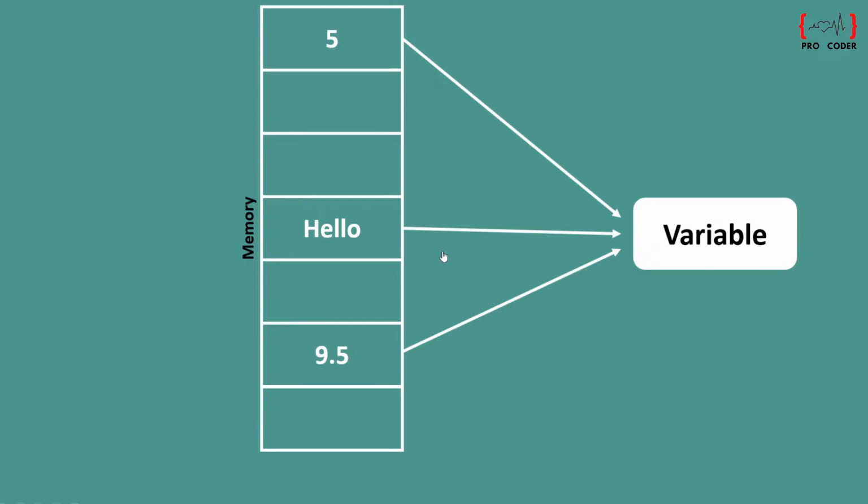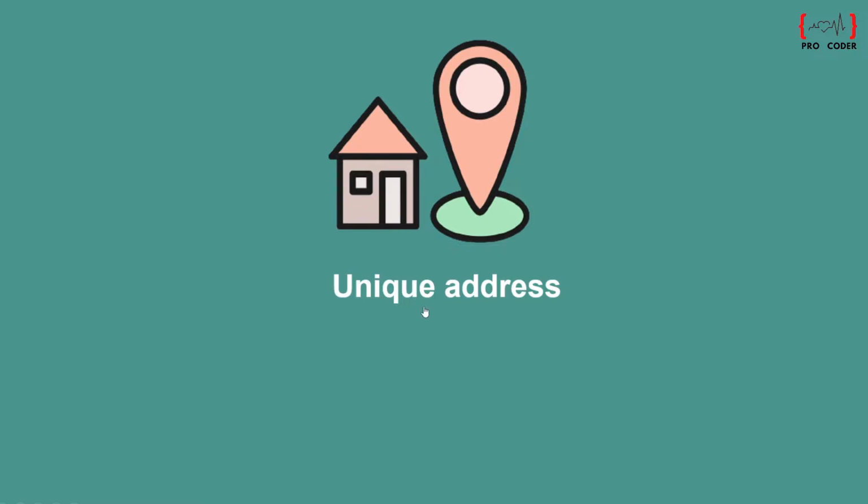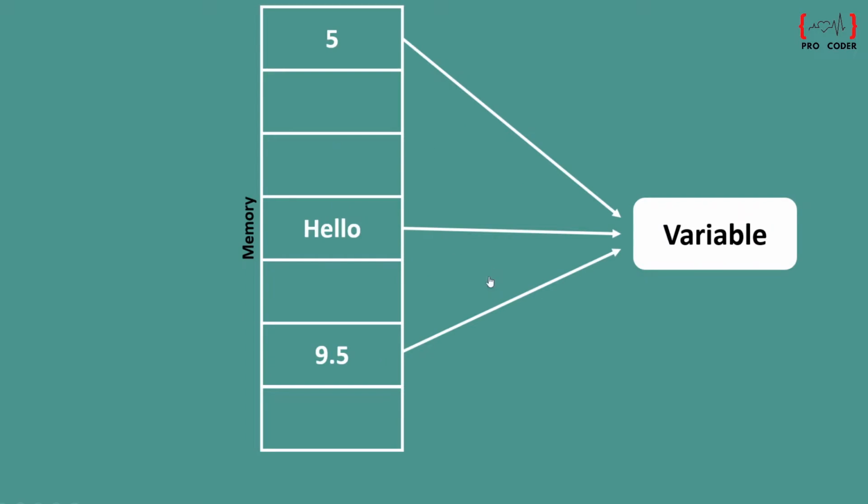Now, let me tell you one thing. Each variable has a unique address in our computer memory. So suppose 1001 is the address of this variable, 1010 is the address of this variable, and 1101 is the address of this one. Actually, the address of each variable is written in hexadecimal form, but for simplicity we write it in decimal form. And the address specifies where the variable is located in the computer memory. Note, in reality, variables are just a name that points to some memory location. Note down this thing.